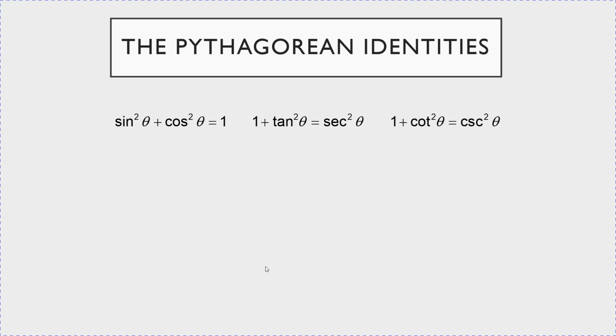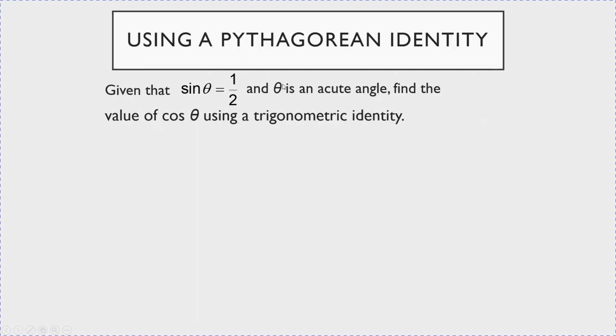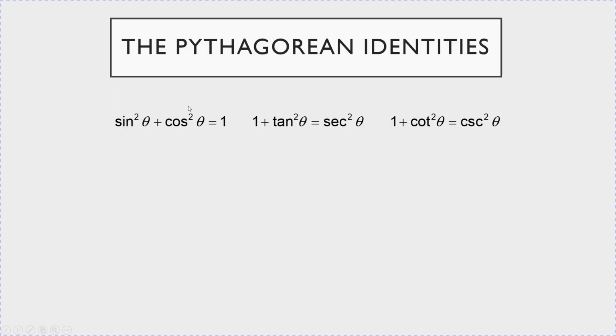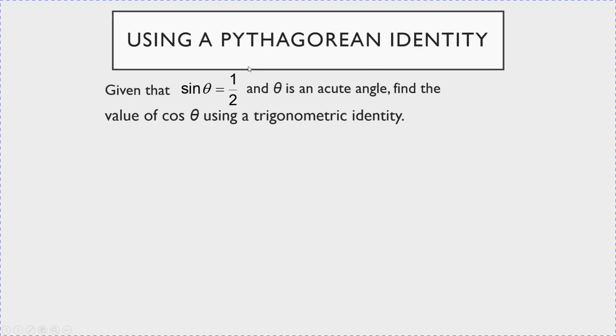All right, let's work an example here using one of these Pythagorean identities. Given that sine of theta is equal to 1/2 and theta is an acute angle, find the value of cosine of theta using a trigonometric identity. Well, look, I want to find the value of cosine of theta when I know sine. Right here, if I know sine, I can figure out cosine. All right, so I'm going to use sine squared of theta.